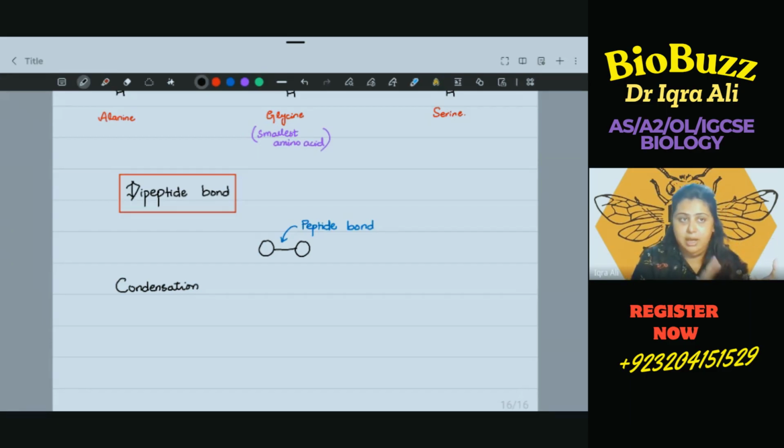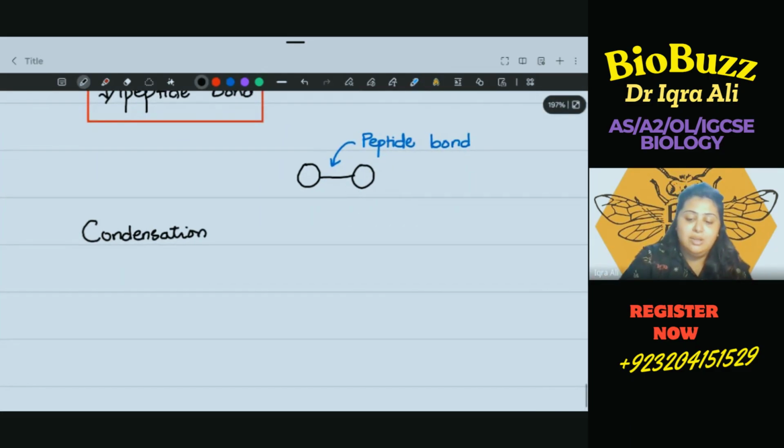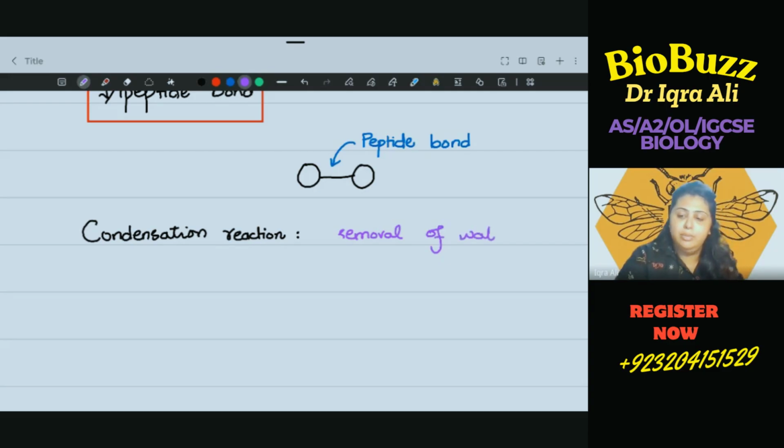We did the condensation reaction in lipids too. We did the condensation reaction in carbohydrates with glycosidic linkage, and in lipids we did ester bond formation. Now today we are studying peptide bond formation through the same condensation reaction. But the bond which is formed between two atoms will be different. So the condensation reaction is the removal of a water molecule. Now we need to see from where we can remove the water molecule.